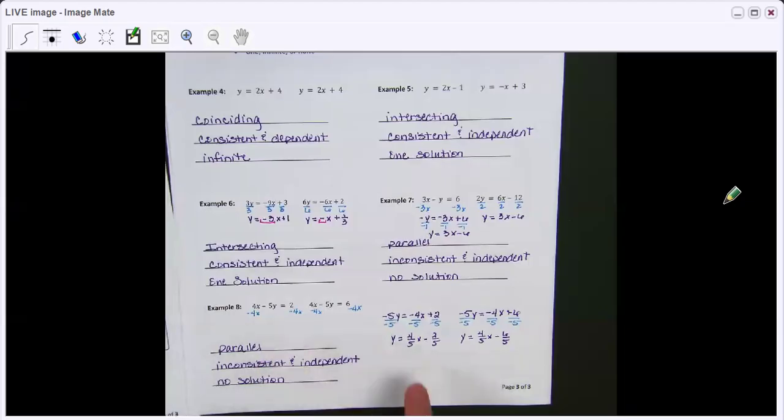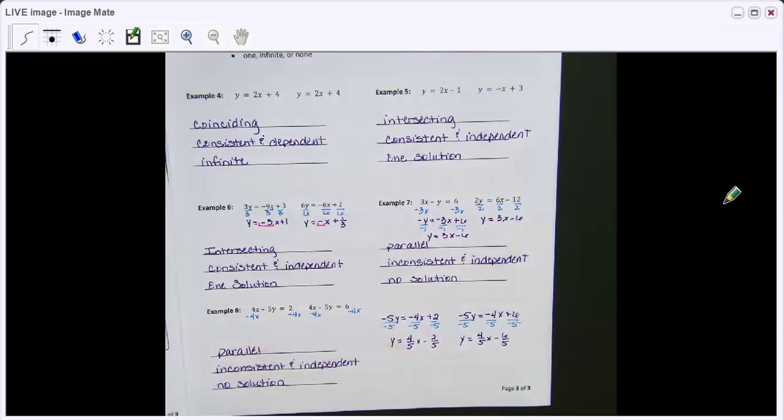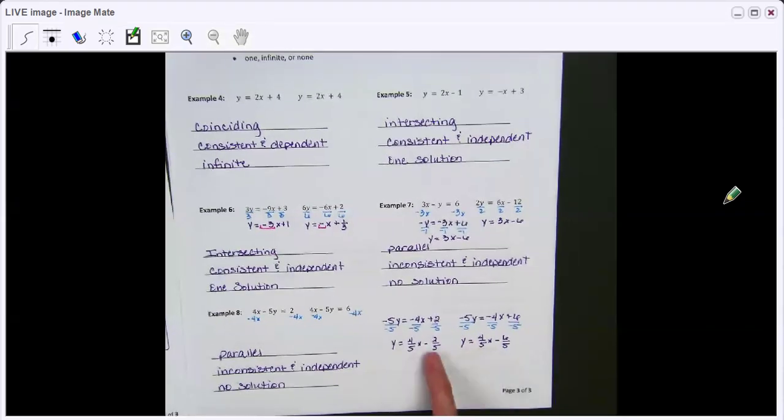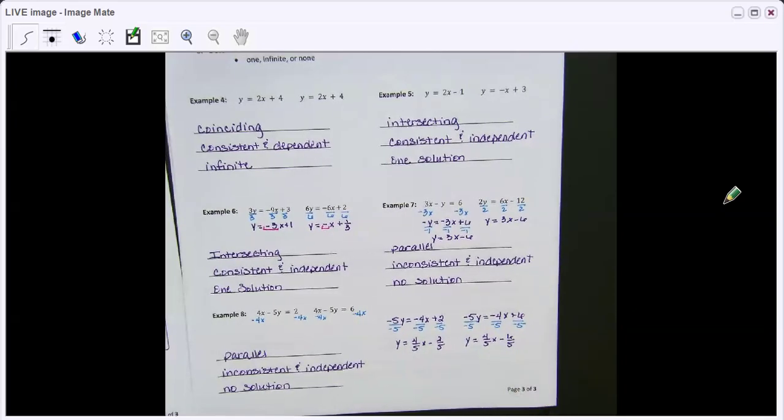And on example 8, they look like they're the same equations, but their y-intercepts are different. So be very careful that you are converting them into slope-intercept form, because once I did that over here, I could tell that their slopes were the same, but the y-intercepts were different, meaning that they were parallel and not coinciding. Okay, so be careful with that. Make sure you're rearranging your equation. So are there any questions on this?